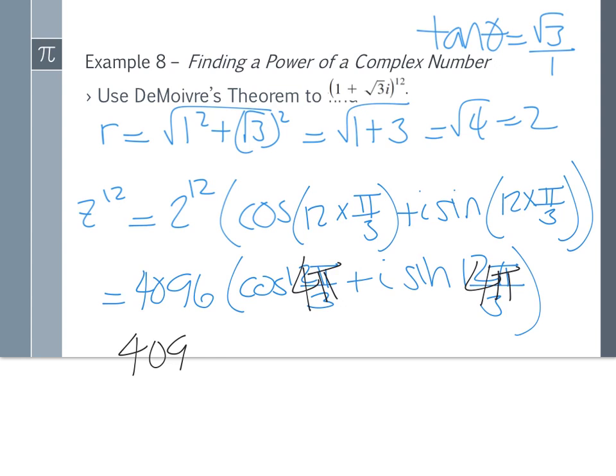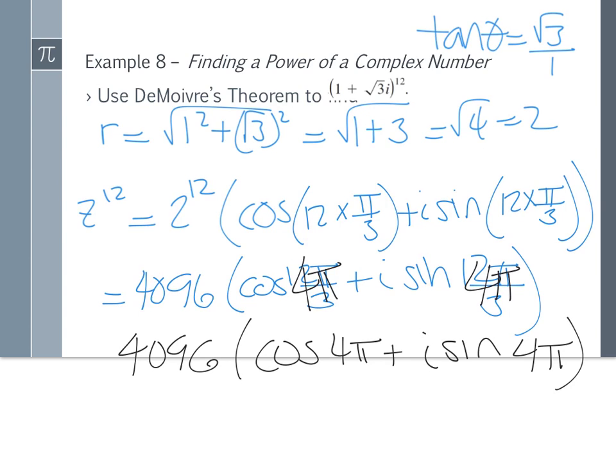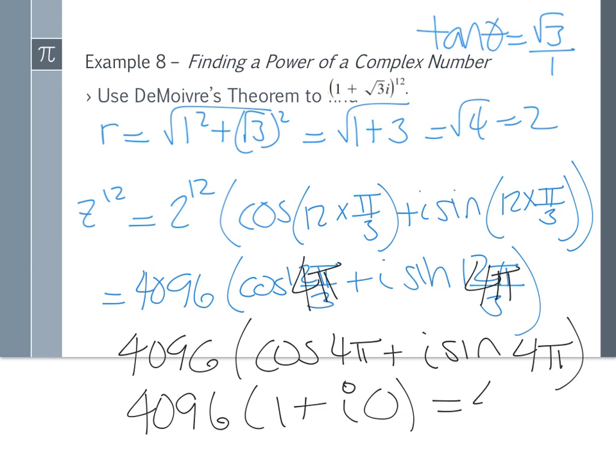So 4096 cosine of 4 pi plus i sine 4 pi, and cosine at 4 pi is 1. And sine at 4 pi is 0, so I end up with 4,096 as my answer.